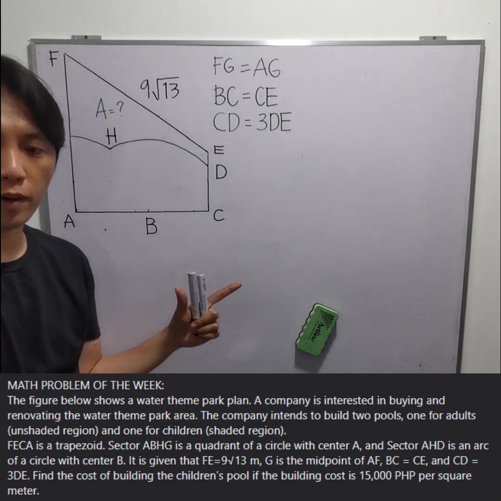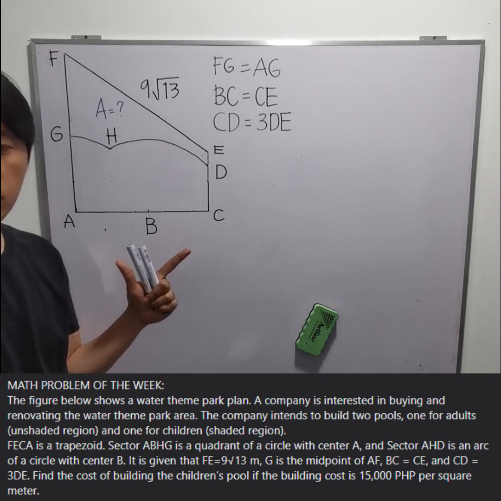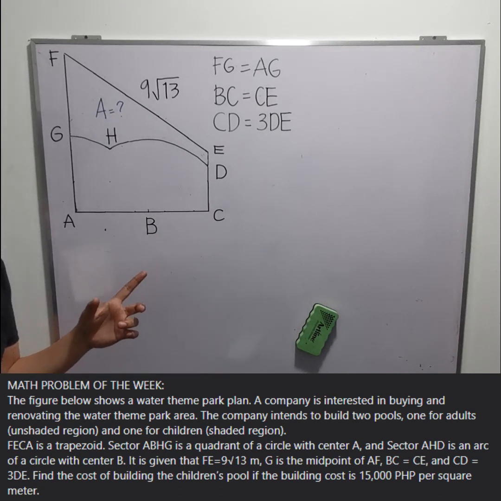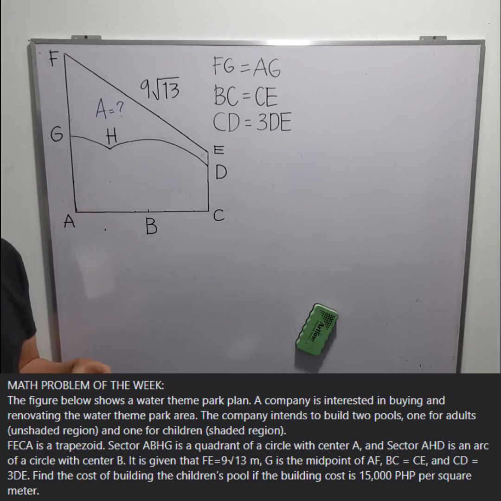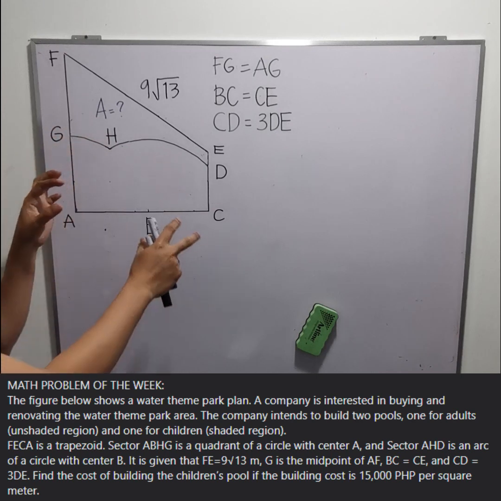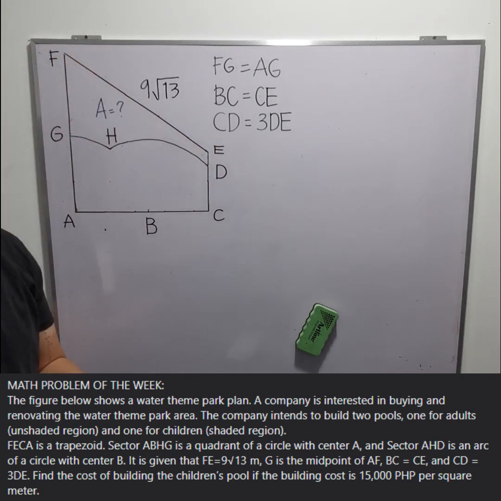So we have here our problem. The figure here shows a water theme park plan. A company is interested in buying and renovating the water theme park area. The company intends to build two pools, one for adults, this part here, and one for children, this part here.